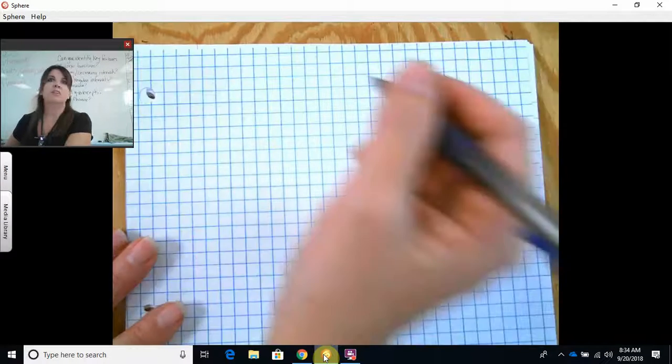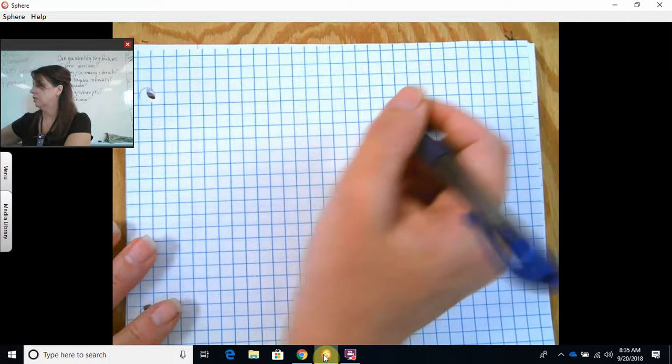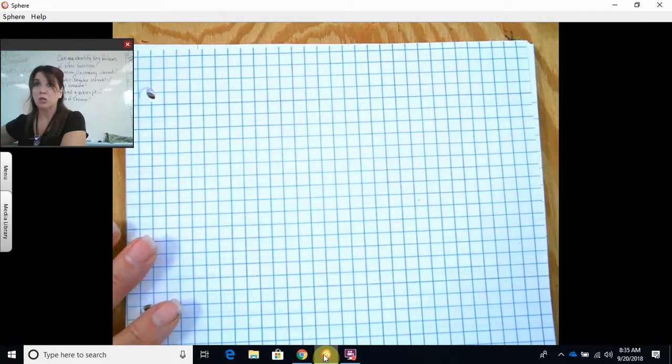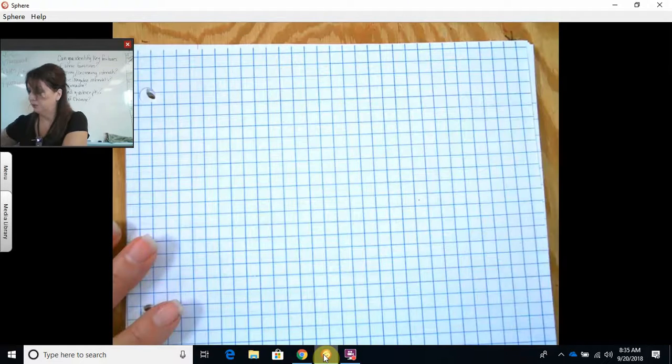Some of you that needed to borrow graph paper, I didn't think about needing more than one sheet. If you need some more, come up and get it from me. I'm recording this, so I don't want to leave my spot, but if you need some, I've got it up here.